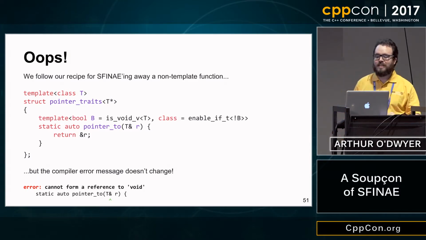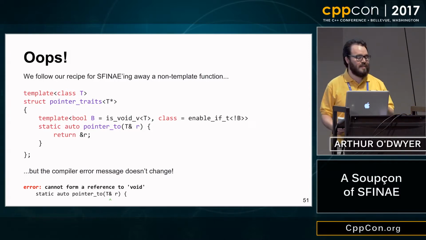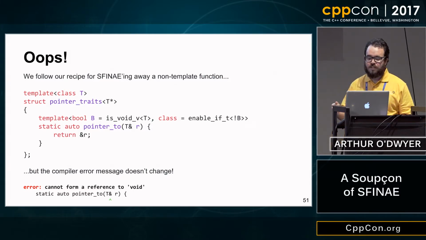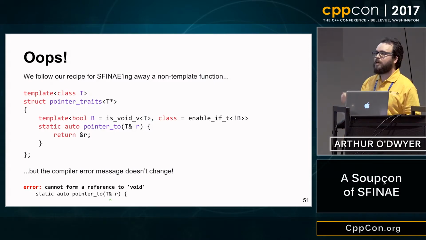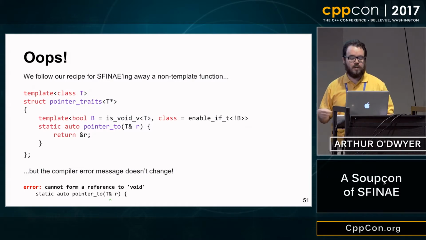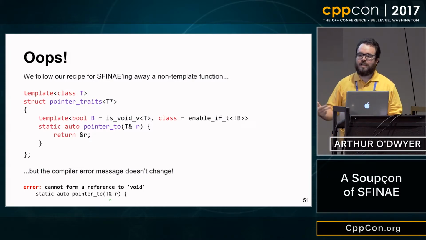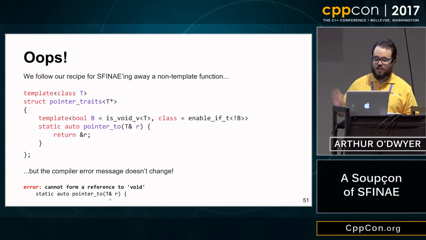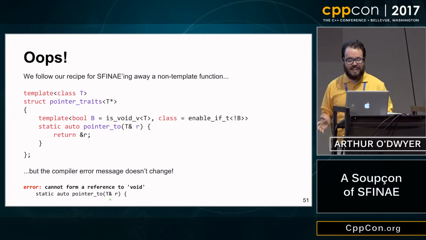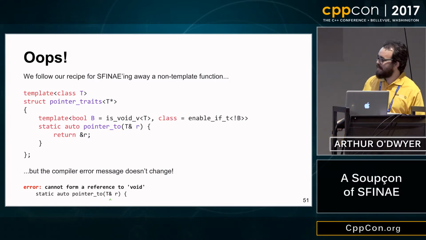Well, we follow our recipe. We're going to SFINAE away a non-template function. This is a non-template function. So step 1 is make it a template. Step 2 is we want to SFINAE it away when is_void_v of T, or sorry, when not is_void_v of T. We want to SFINAE away when T is void. We want it to exist, we want it to be enabled, when T is not void. But we know that T is known already at the point of the declaration. We need to trick the compiler into waiting until the point of use. So we add our level of indirection. We make this bool B. You know, we've now followed all of the guidelines we've learned. We've done this great. And the compiler error message doesn't change. It still says cannot form a reference to void.